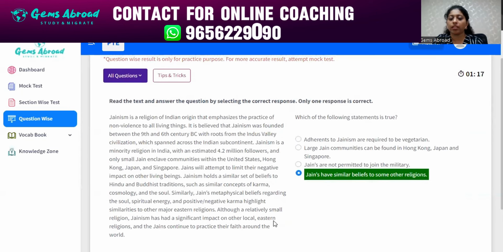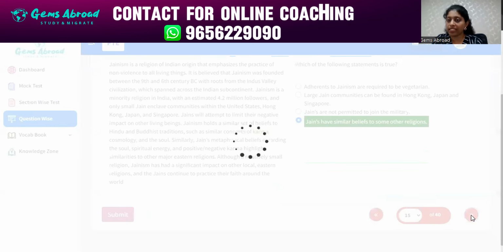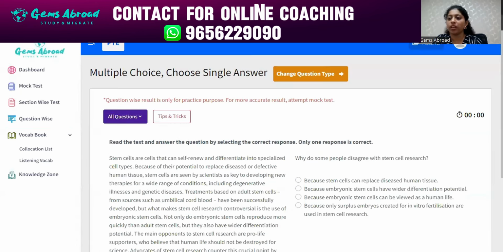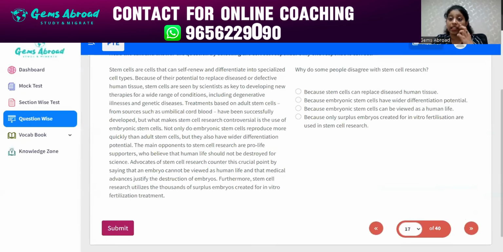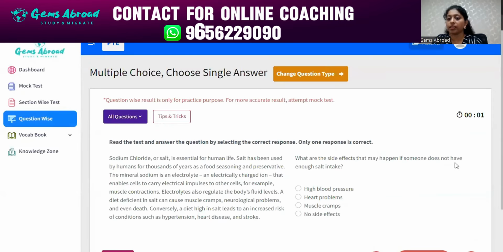Significant impact on other localized religions and the practice of faith. Again, religions are some religions, okay? If you are getting the answer, choose here. If you are not, just click one and move on. There is negative marking, but then you have to mark the answer.